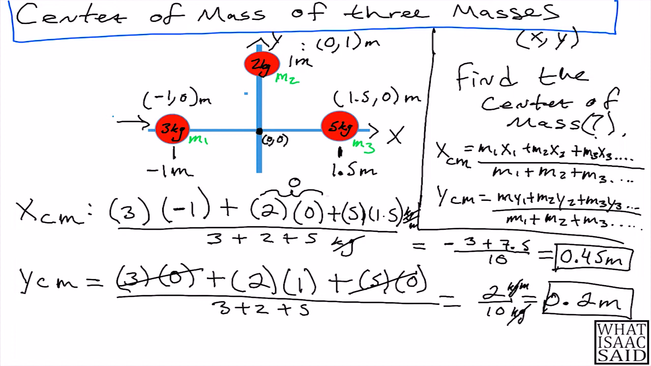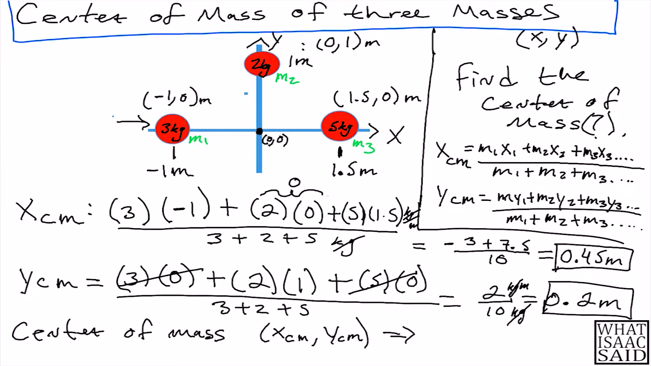So we know that our center of mass of this object, let me rewrite that one more time, x cm comma y cm, will be 0.45 comma 0.2, and all of that is in meters. So this will be our answer. That will be our center of mass.